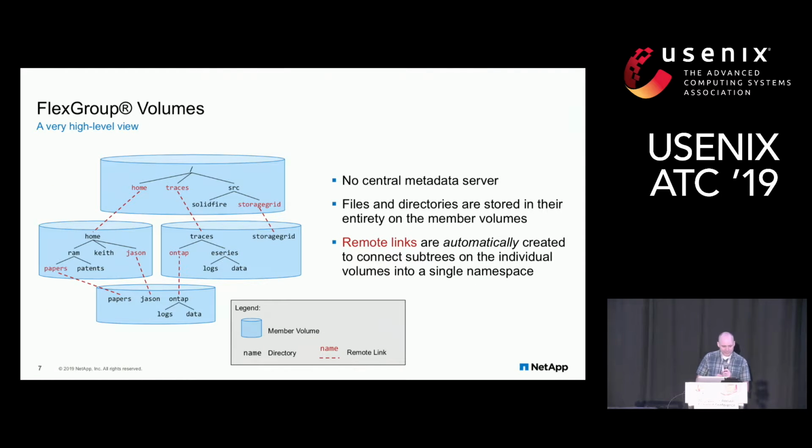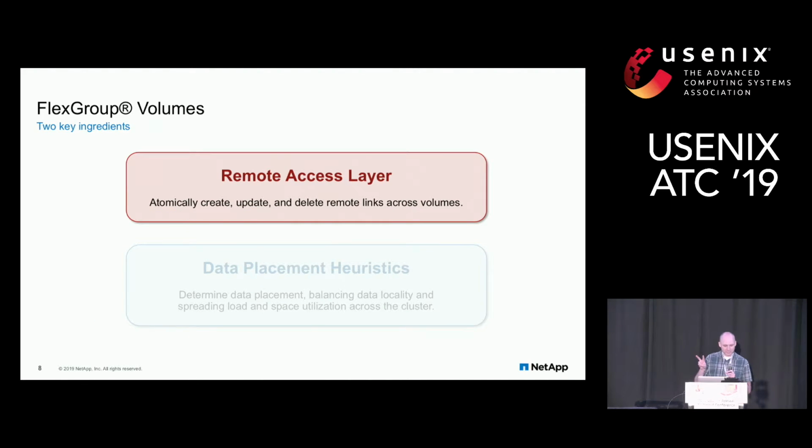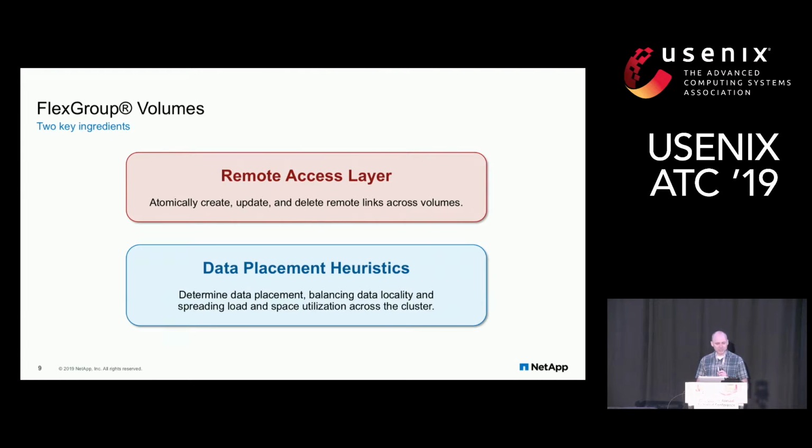We wanted to avoid the latency overhead of a metadata service, so the individual volumes store file and directory metadata, which may include remote links to other volumes. Remote links connect directory subtrees across volumes into a single file system namespace. There are two key components to make this work. First, we created a remote access layer to ensure atomicity when manipulating remote links. Second, we use heuristics to determine where to place each new file or directory. Our goal is to balance the cluster load and disk usage while minimizing the number of remote links and their overhead.